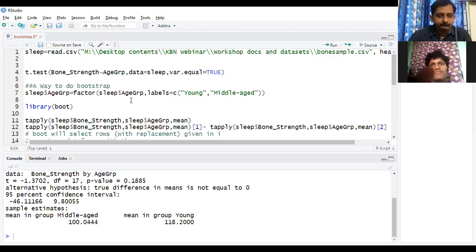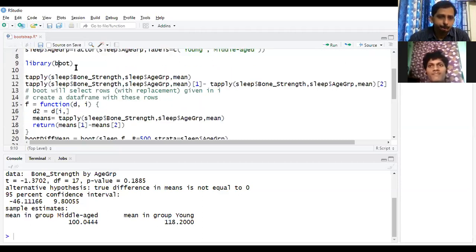The first thing is your age group has categorical information like young and middle aged. First, you have to define them as a factor. How to define as a factor? Factor of the sleep data variable called age group, and label that age group as young and middle aged. Now I'm using a library called boot. There are different packages available that I'll come to later. I have installed the package library boot and I'm using that package.